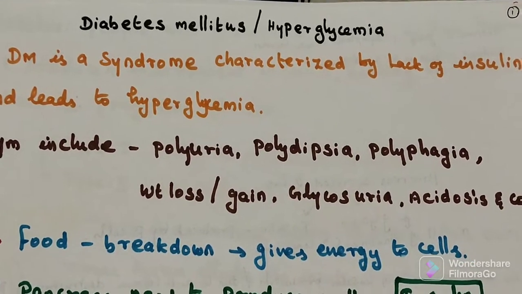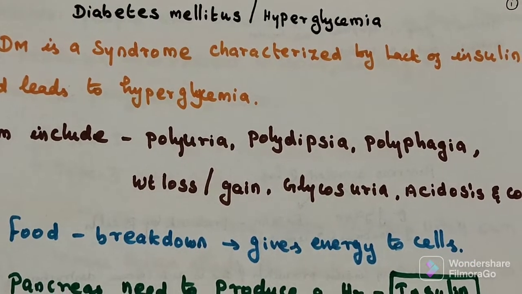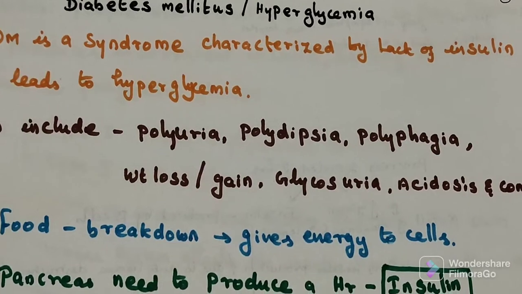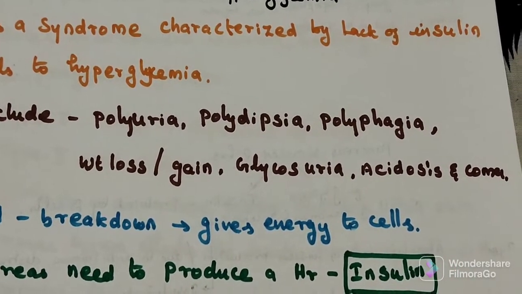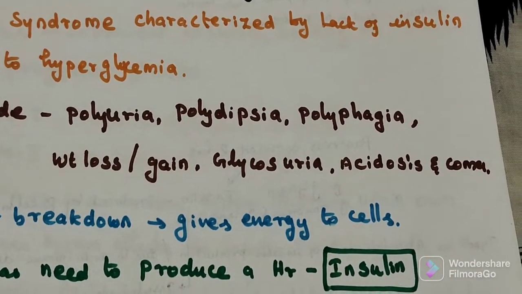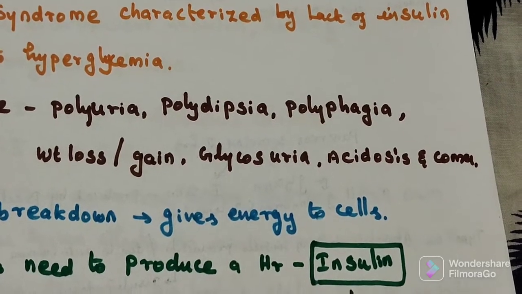What are the symptoms? Polyuria, polydipsia, polyphagia, weight gain or loss, glycosuria, acidosis and coma.